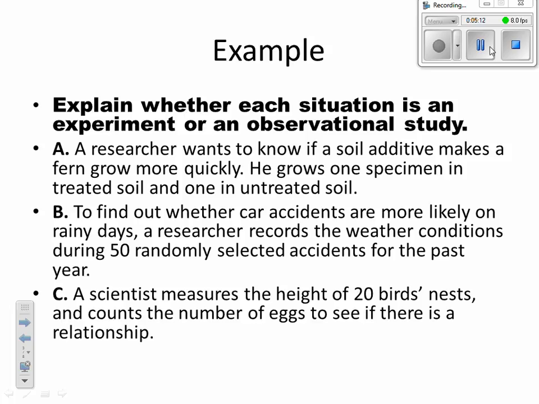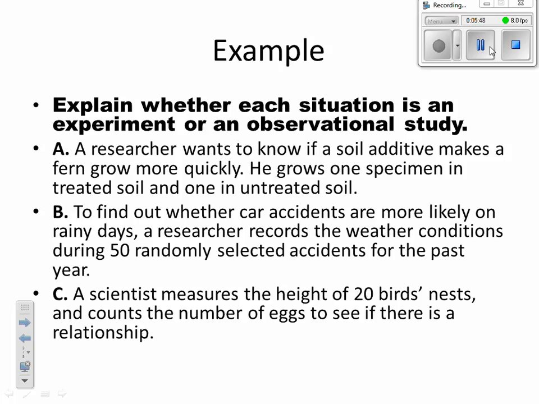Okay, so let's talk about a few situations and decide whether each is an experiment or an observational study. All right, for letter A, a researcher wants to know if a soil additive makes a fern grow more quickly. He grows one specimen in treated soil and one in untreated soil. So we've got two ferns. One of them, he is actually adding something to the soil to see if it helps it grow. The other one, he's leaving in the regular soil.